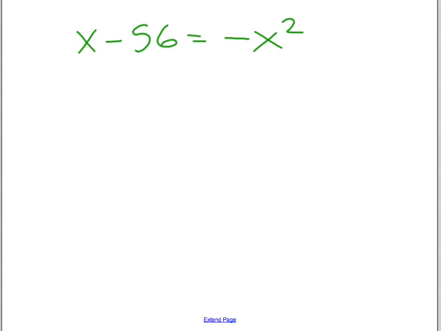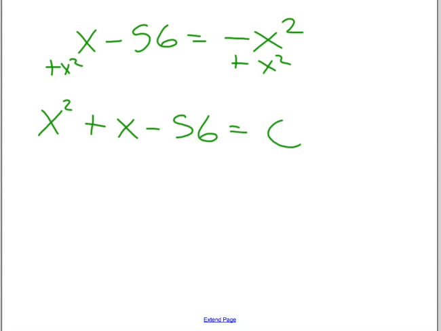Sydney, what do we do first on this one? I bring the x squared to the other side. Okay, by doing what? I'm going to add it. So we add x squared to both sides. So x squared, and this is already a positive x, so plus x minus 56. I'm putting them in descending order, and that leaves 0 on the right-hand side.